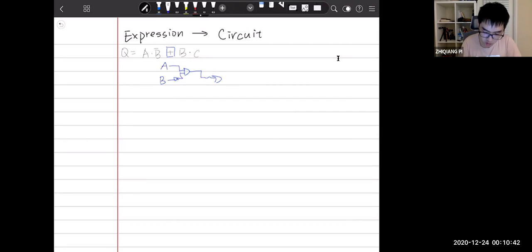And then we have another term, B and C. So basically we would have something like this. Note that this line doesn't have B going through the not gate. Therefore, we have not B and C. And we feed this into the OR gate, and eventually we get a Q. This is a terrible drawing, but you get the idea, right?